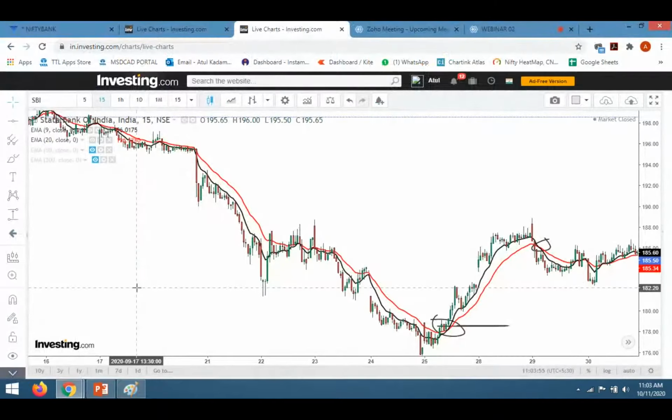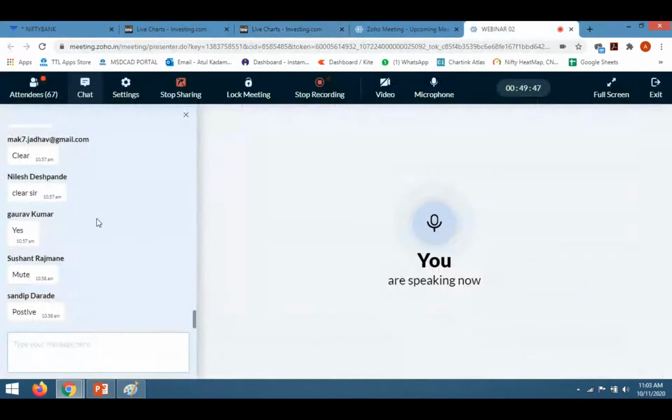Any question on this, just put it in the chat box. Anyone have any questions on this? What is exponential moving average, which values to use, how to use, clearing?